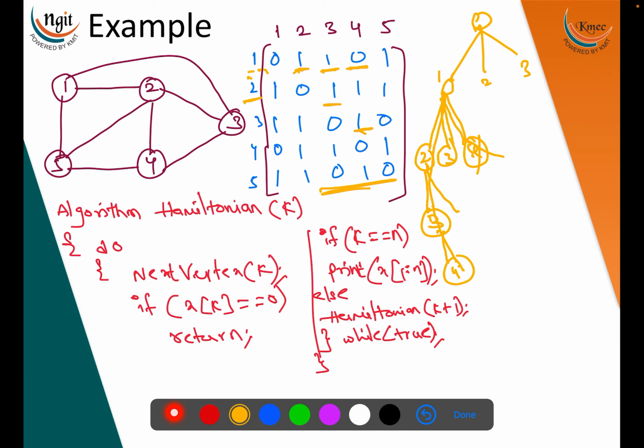As far as the bounding function is concerned in this algorithm, if you don't find any edge between 2 vertices, it will ignore it and cut it from the tree. So this is about the Hamiltonian cycle of a graph. And this is your lab experiment also. You try to implement code based upon this algorithm using Java programming. Thank you all.